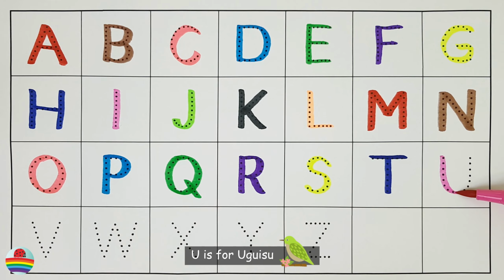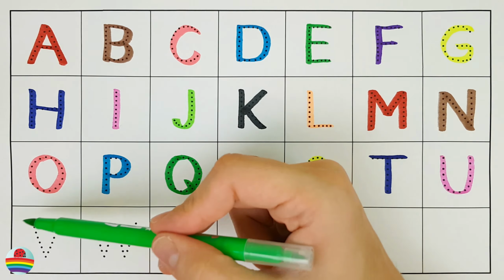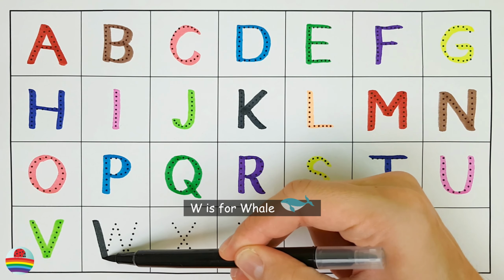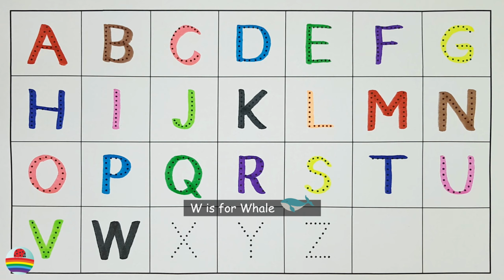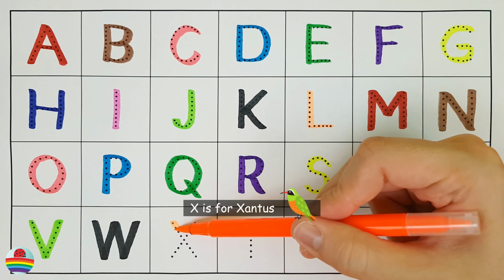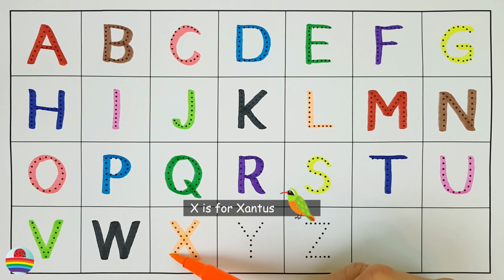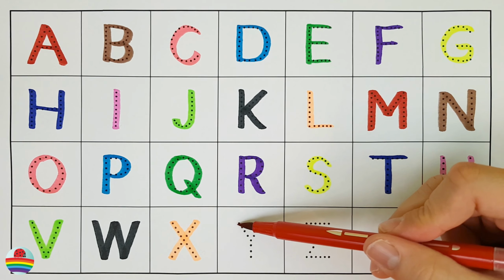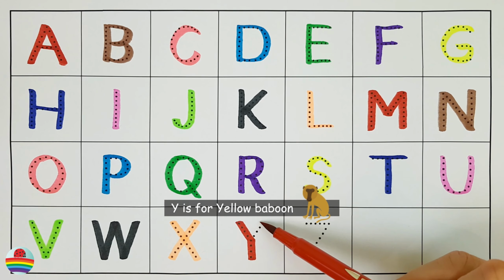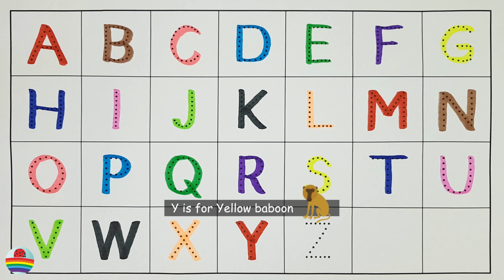U. U is for ugisu. V. V is for vicuna. W. W is for whale. X. X is for xanthus. Y. Y is for yellow baboon.